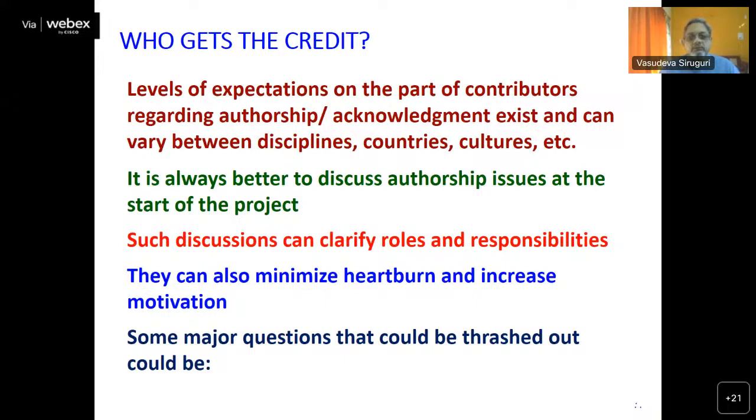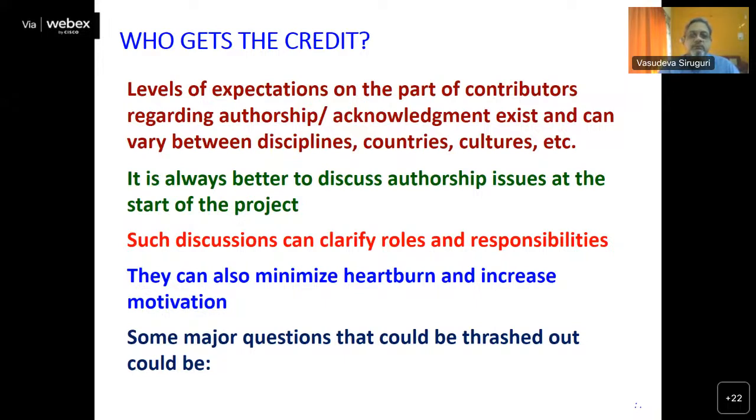And it also clarifies their individual roles and what should be the individual responsibilities. So if that could be done, it will definitely minimize acrimony between people and also increase the motivation among the younger people.